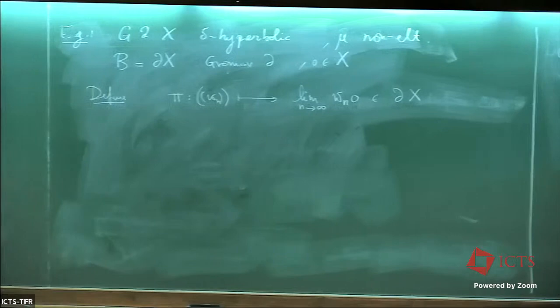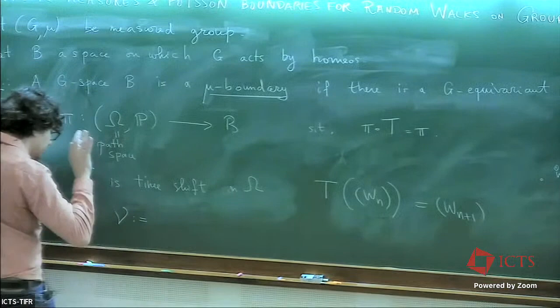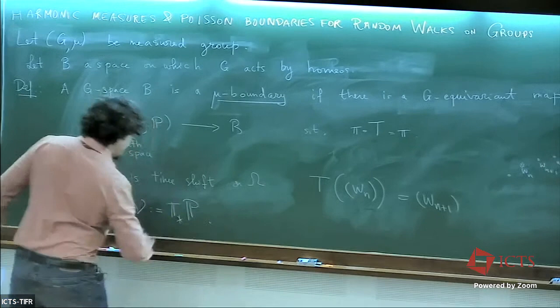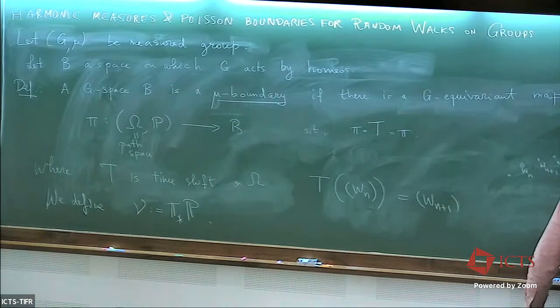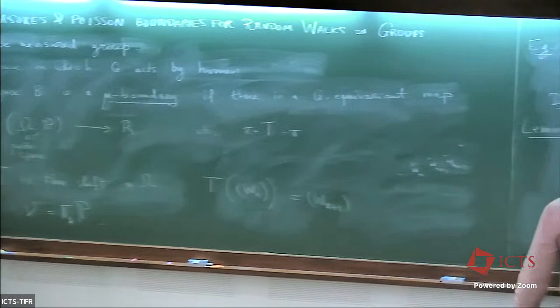we define a measure. Once you have that, and the measure associated to this, the harmonic measure would be just the push forward under this projection map of the measure on the space of paths. So once you have such a thing, you would have a measure also on the space. In fact, you can look at the lemma that will tell you that indeed nu is mu harmonic as a measure.